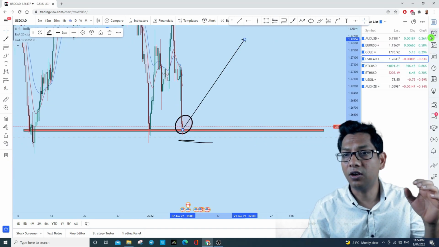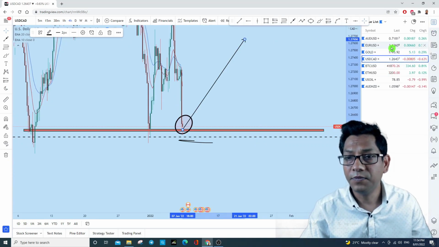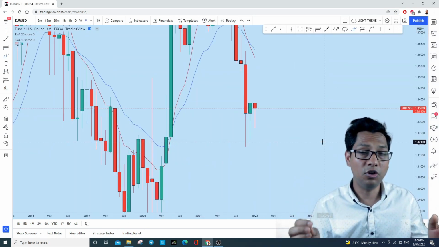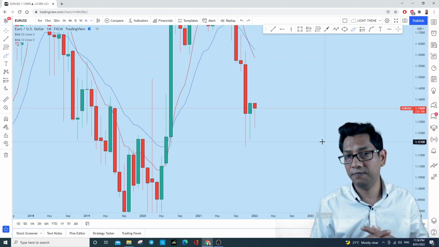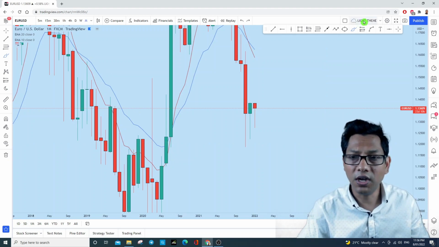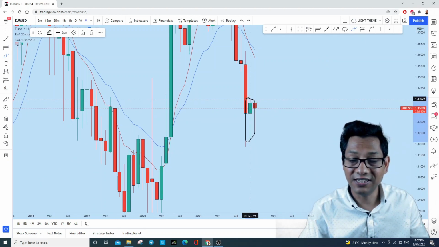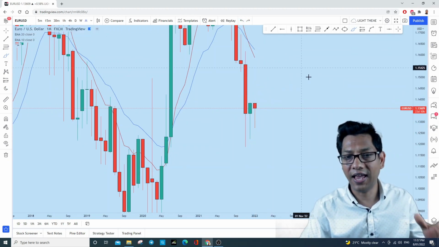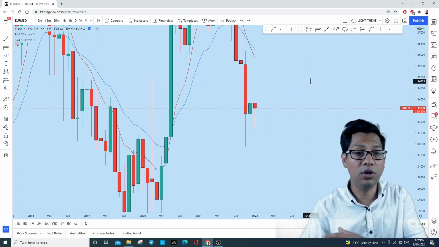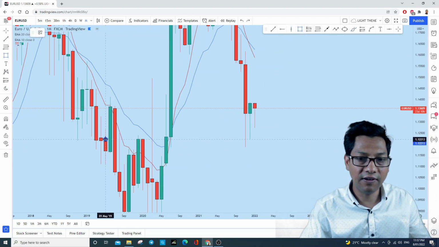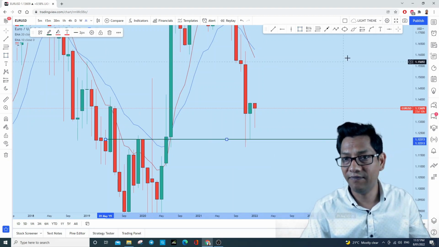Now let's start with another currency pair, EURUSD. Let's start with EURUSD on the monthly time frame. On the monthly, you saw that EURUSD in the previous month created this green pin bar. Same as AUDUSD, EURUSD also bounced from this very important level of support.